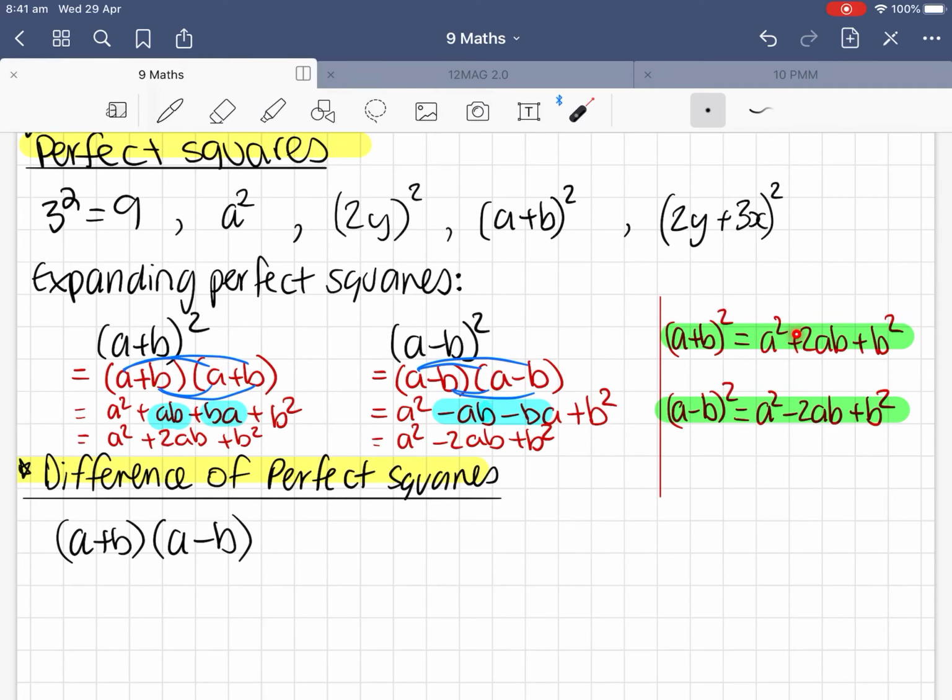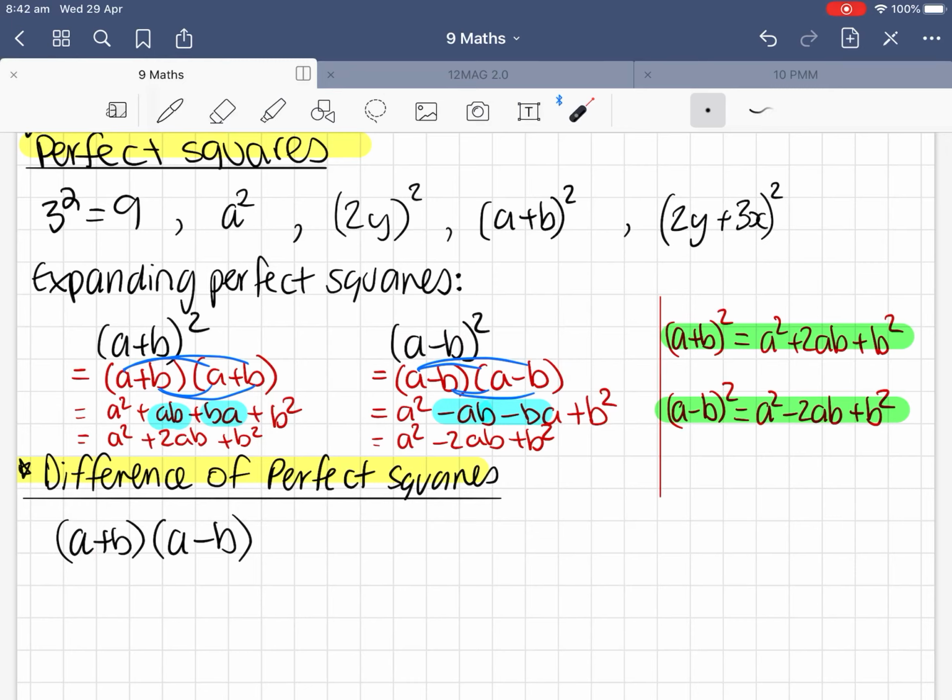You notice the only difference between these two things is that a plus b all squared ends up with all pluses once you use your distributive law. A minus b all squared ends up with a single minus there. Okay, so that plus b squared term is positive at the end. I know this doesn't make a lot of sense yet. We are going to do some examples shortly. So these are perfect squares.